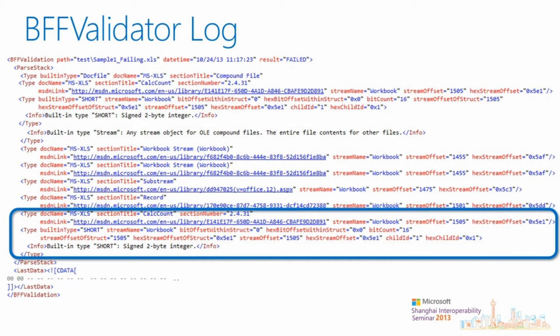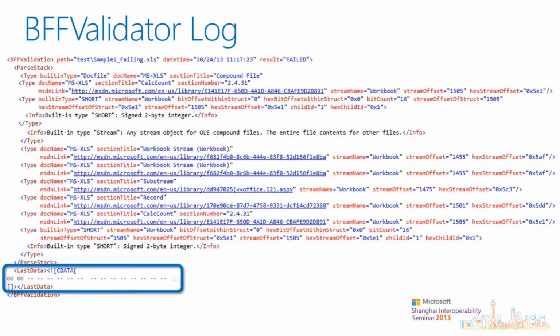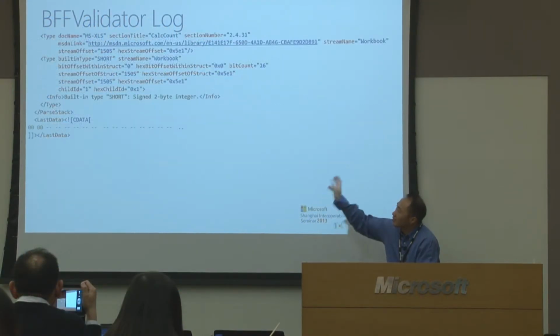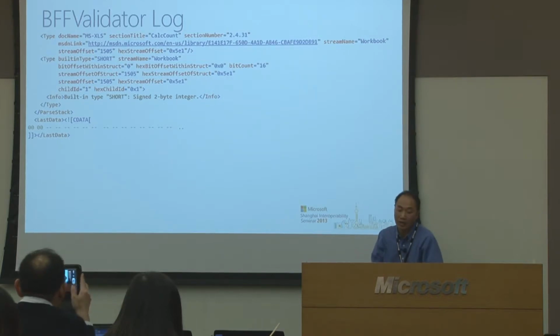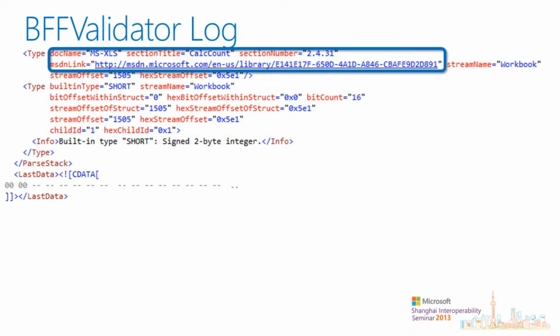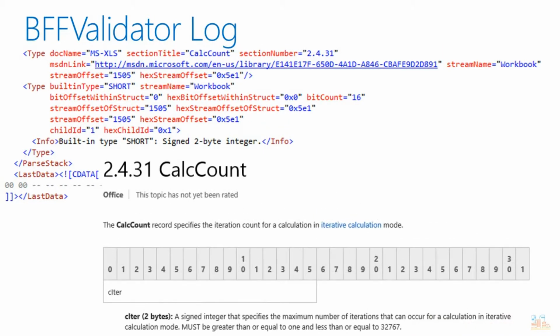And it also shows you the data associated with the error. So we're going to magnify this and take a look at more detail of the error in this case. So for this error, this is an XLS, and the section associated with it is section 2.4.41 from the open specification. And there's a link associated with it. If you click the link, it will open the specification to this particular section for the Excel.